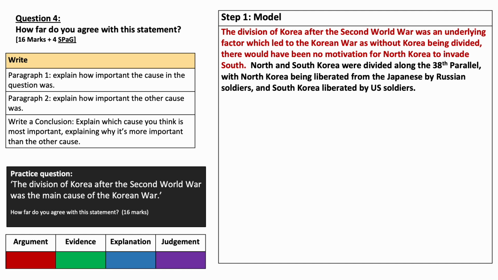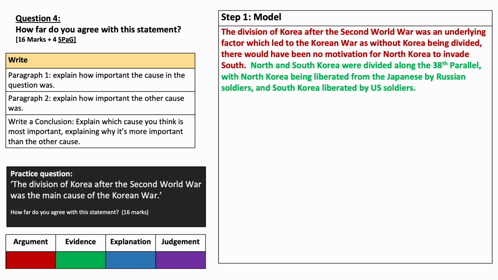So of course we've made an argument, we can't just make an argument and not prove it, so we're going to validate that argument using evidence. So what I've put here is North and South Korea were divided along the 38th parallel, with North Korea being liberated from the Japanese by Russian soldiers, and South Korea being liberated by US soldiers. So quite crucially there, I'm being really specific with my knowledge. Not only am I mentioning something quite detailed like the 38th parallel, but I'm also talking about who liberated each part of Korea. So that definitely counts as quite specific evidence.